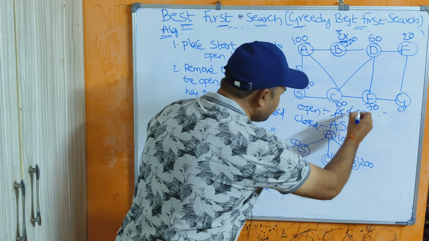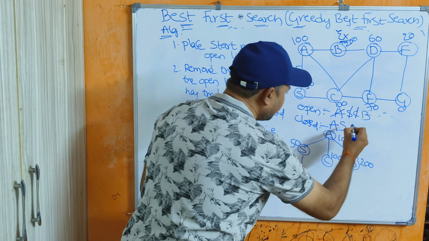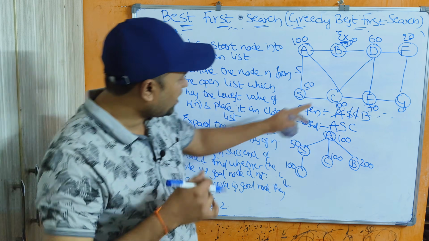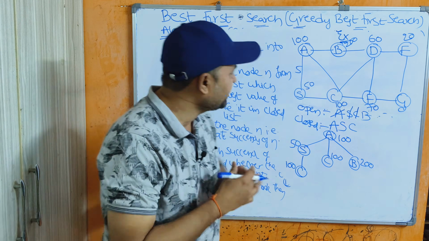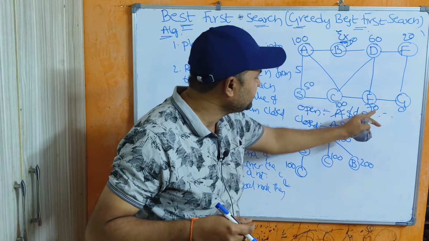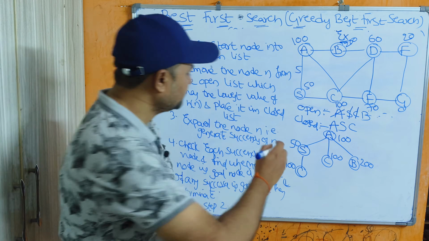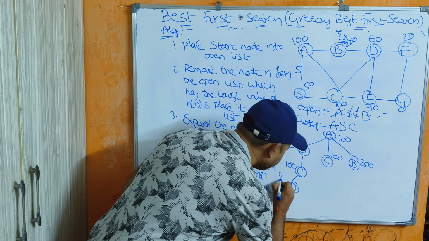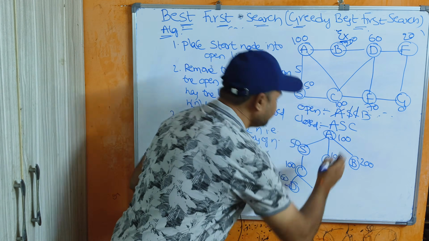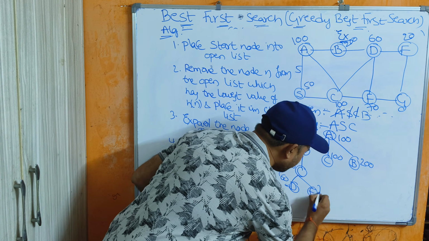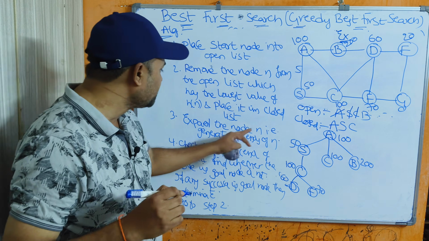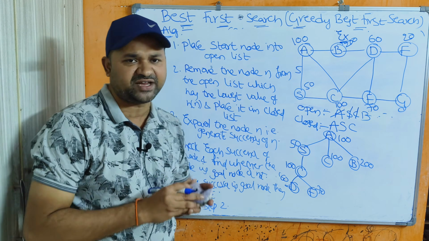So now remove C from the open list and place it in the closed list. Now we need to explore C. What are the successors of C? D and F. D's heuristic value is 60. The first successor is D. Next successor is F. F's heuristic value is 70. If you observe the next step, expand the node n, that is, generate the successors of n.